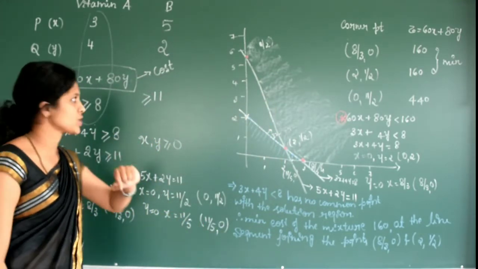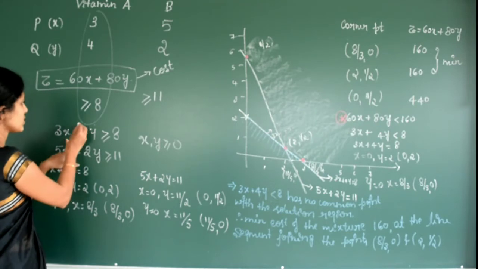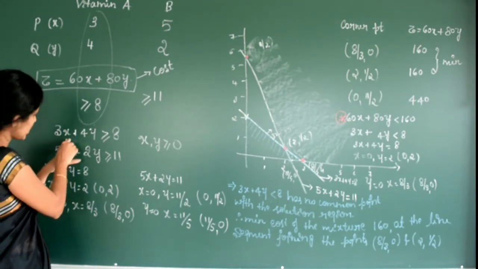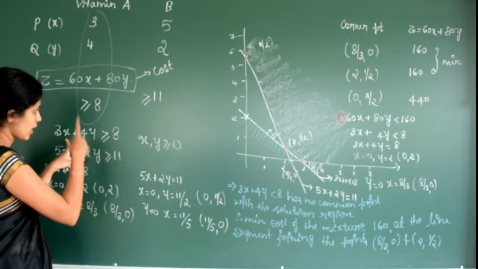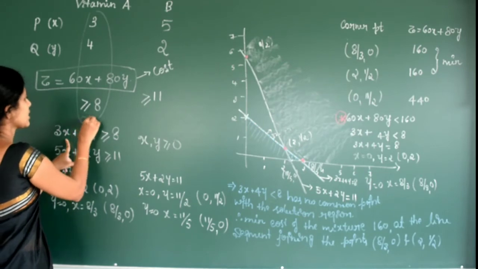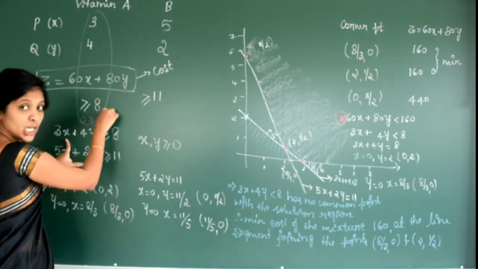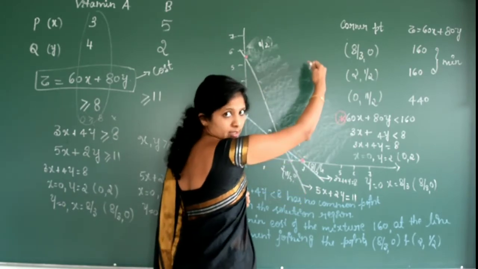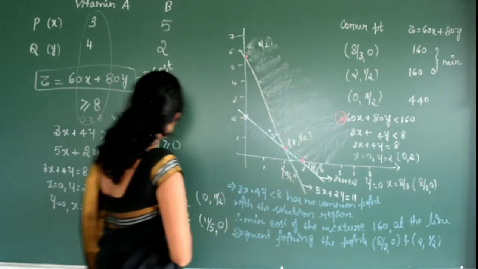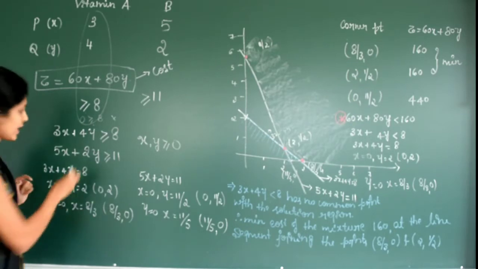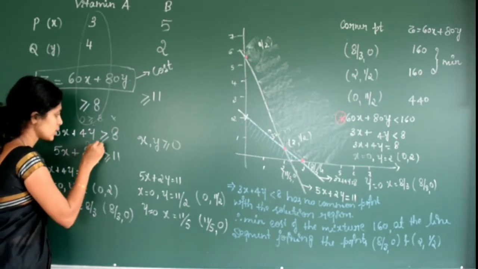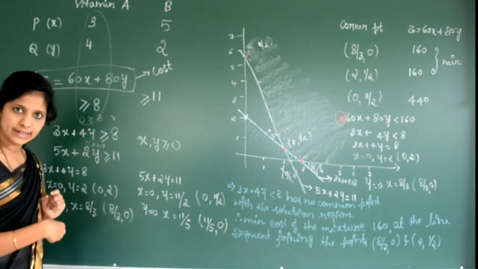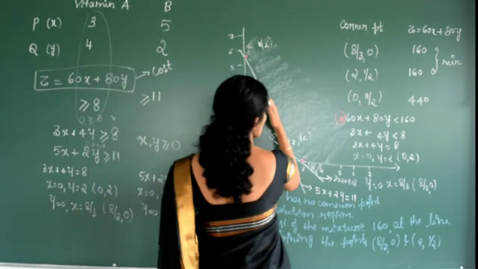To find the solution region, what you have to do is, for the first equation, substitute the origin value. We have studied this one: 0 greater than or equal to 8. So it is not true. So the solution region for this one will be the above part, upwards for the first one. For the second one also, if you substitute the value, 0 is greater than or equal to 11. Again this is not true, right? So the solution region for this is also above.